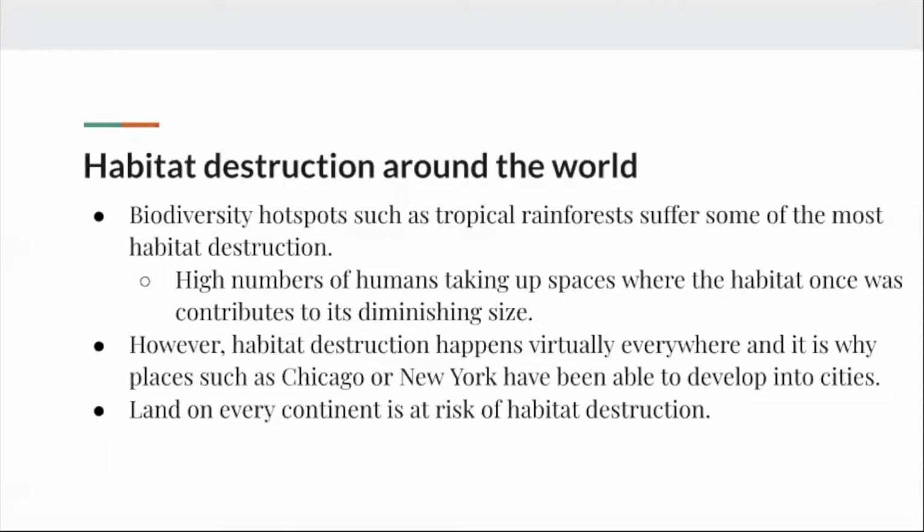So basically, Chicago wasn't always a huge city. It once was a marsh or a great plains of land, and it was actually inhabited by Native Americans, not just regular people from around the world. And that's because of habitat destruction. So the habitat was destroyed in order to build the cities, and this happens everywhere. And land on every single continent is at risk of habitat destruction.